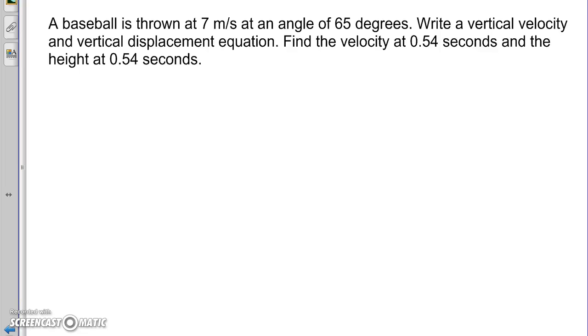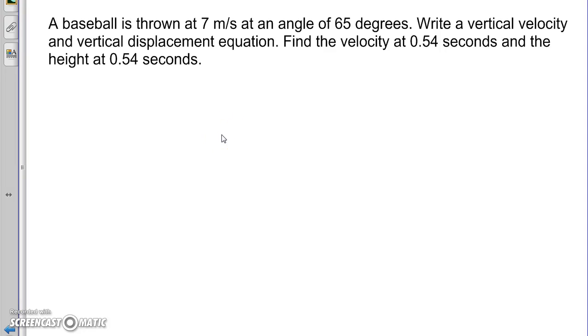Alright, so we're going to make a video here showing just very briefly how to apply these equations. So we have this vertical displacement equation, we have this vertical velocity equation. How do we use them? How do we write them? And so I've given you a problem here.